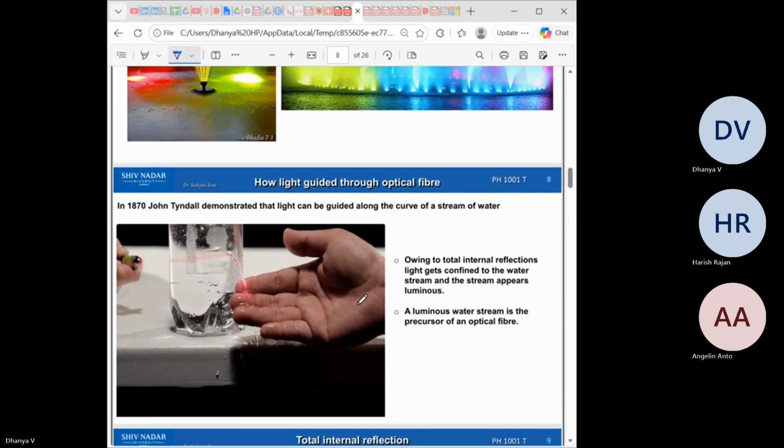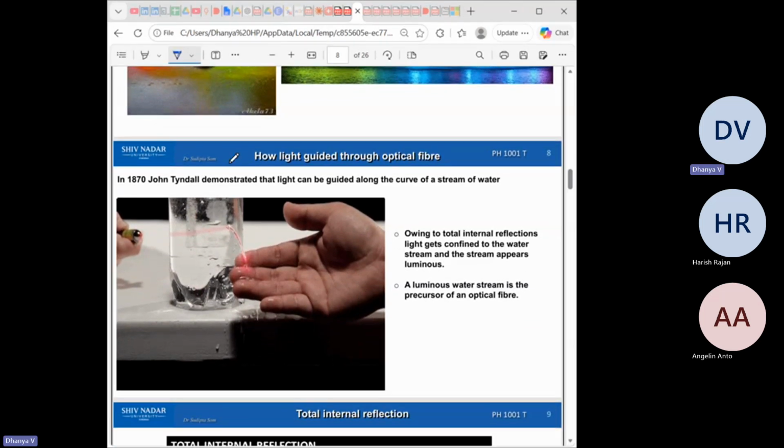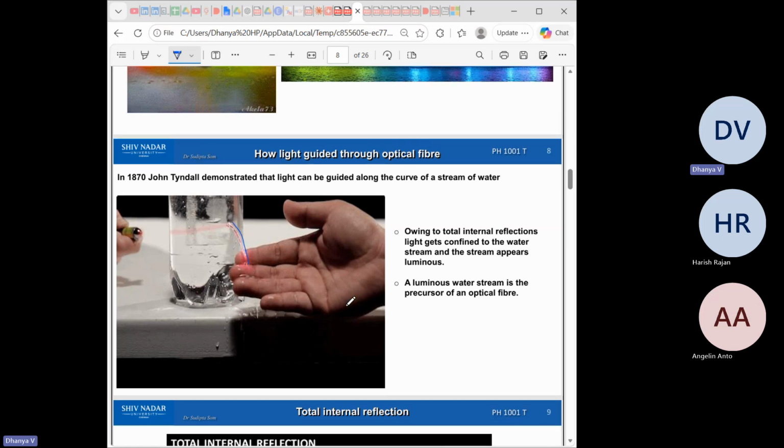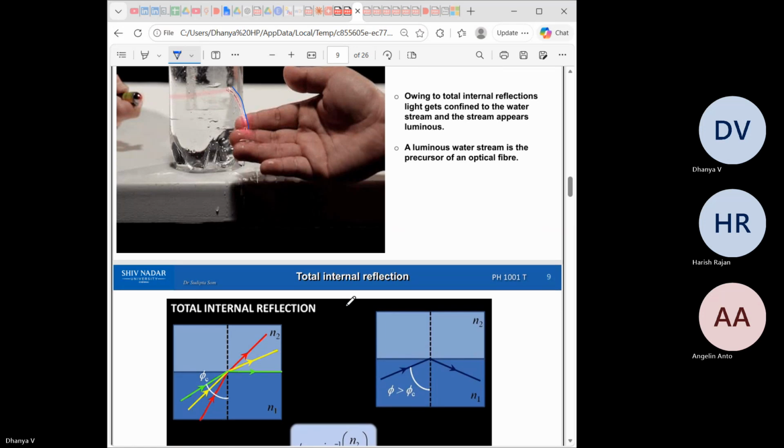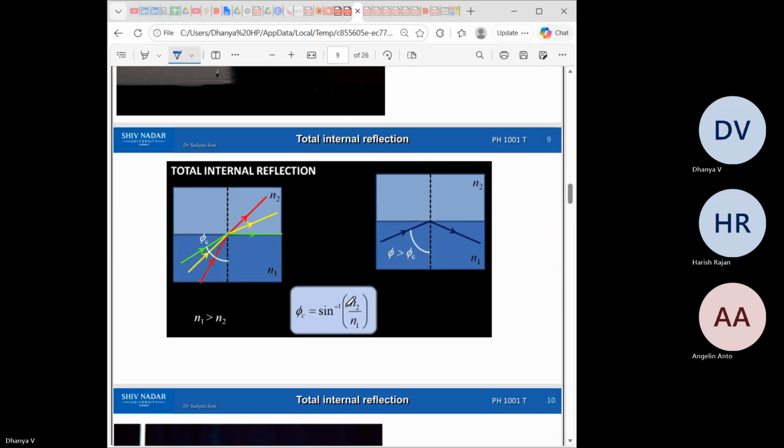Now, how is light guided through optical fiber? John Tyndall demonstrated that light can be guided along the curve of a stream of water. If you see a stream of water and you have a light source, then the light comes as a curve. Instead of traveling a straight path, it curves. That is what he found.